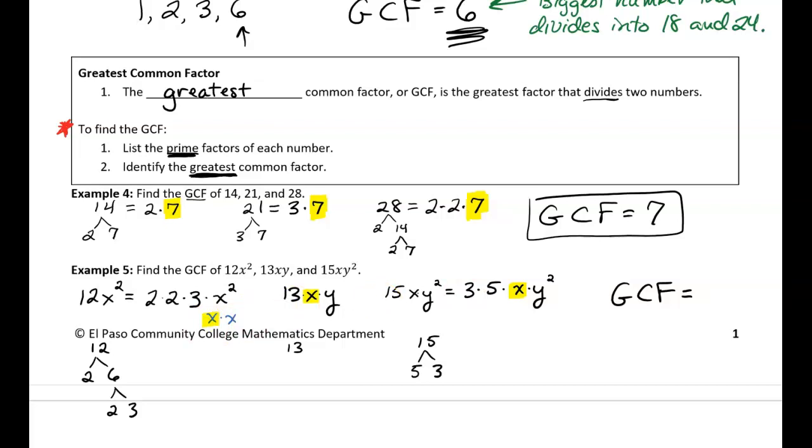So in this case, to summarize it all, what is our GCF for number 5? It's simply x. Because x is the only thing that they all three have in common. They don't have any other values, they don't have any other variables, any other powers. It's simply the x.